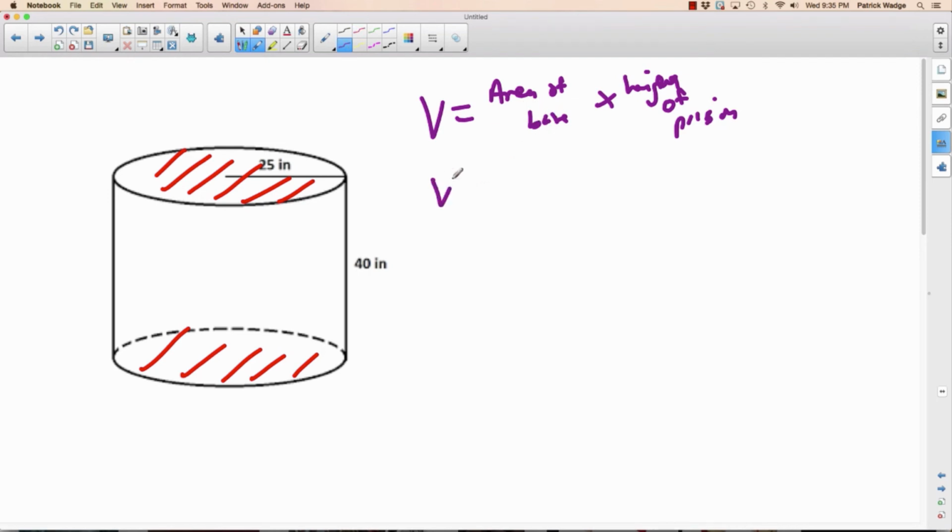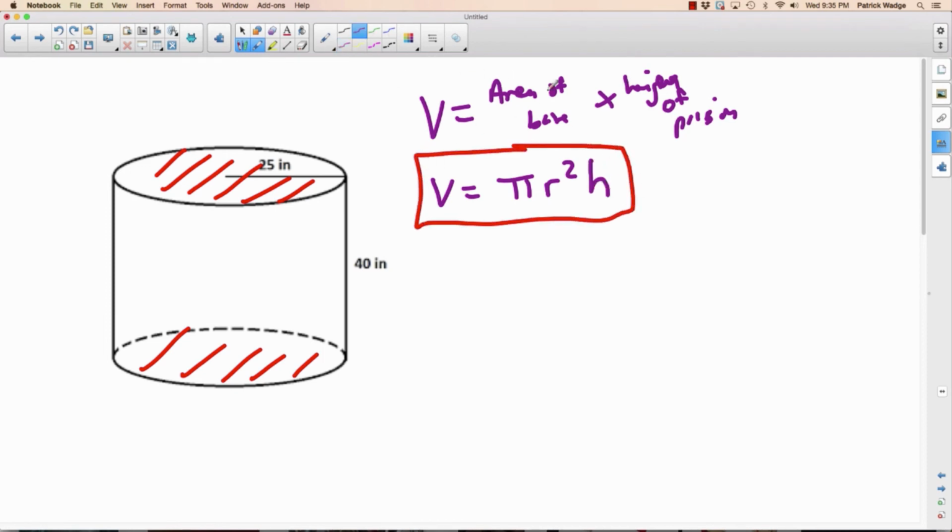Well, what's the formula for area of a circle? Do you remember? It's pi r squared. And then we want to multiply by the height of the prism. So this is the formula you'll see. We got it by using the master formula. But for all cylinders, the formula for volume of a cylinder is pi r squared h, where h is the height of the prism and r is the radius.